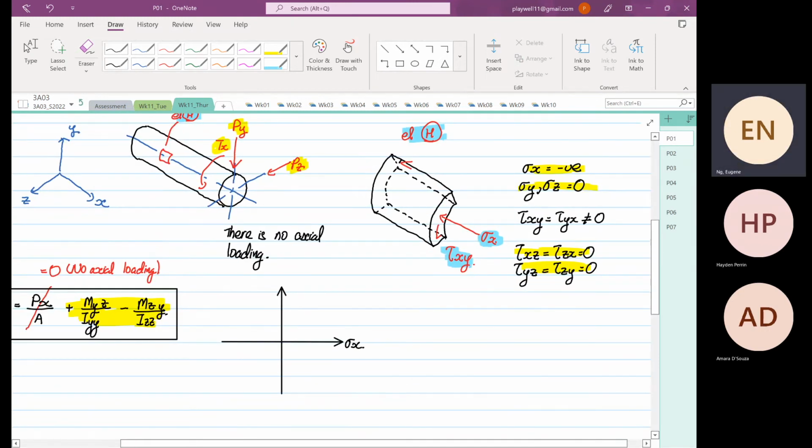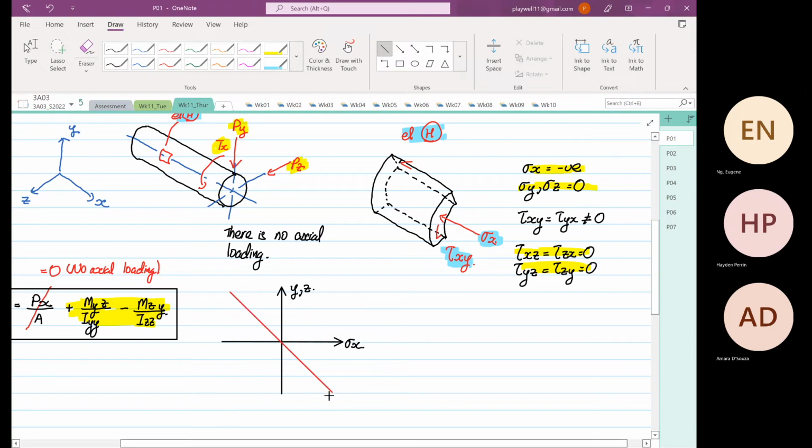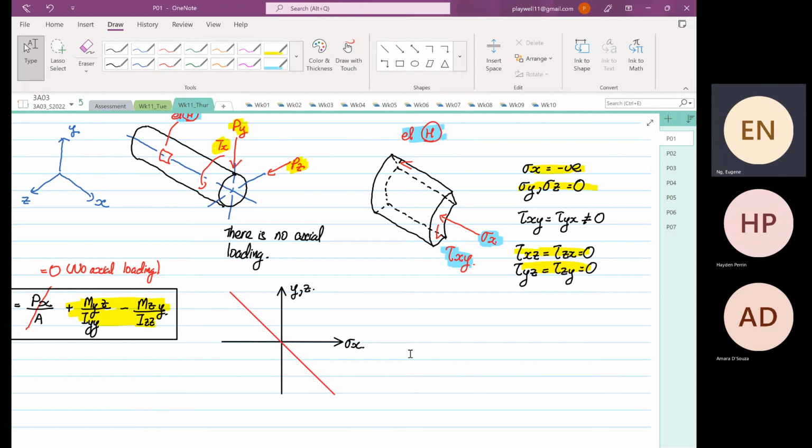So if you look at the distribution in terms of Y and Z direction, what we tend to have is this sort of distribution. Again, this is a sketch. Where we have compression on one side, and on the other side we have tensile. So this is our distribution.